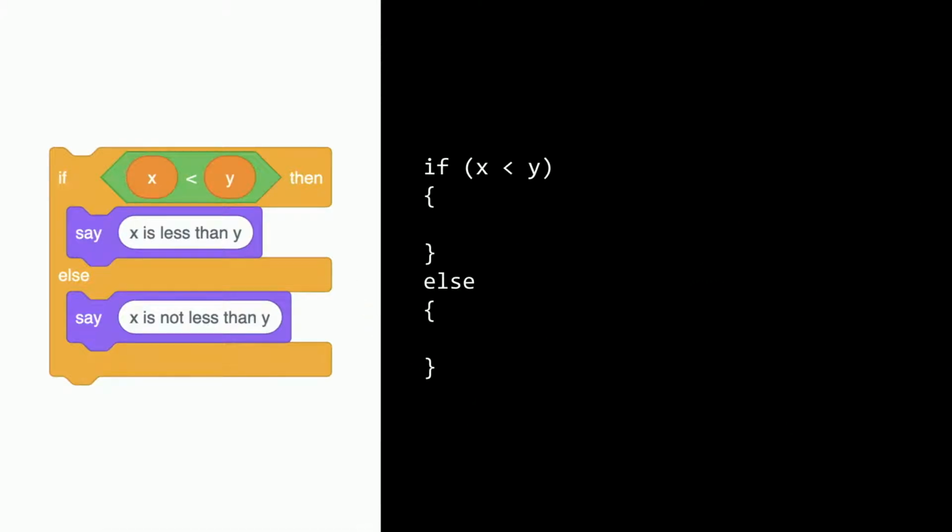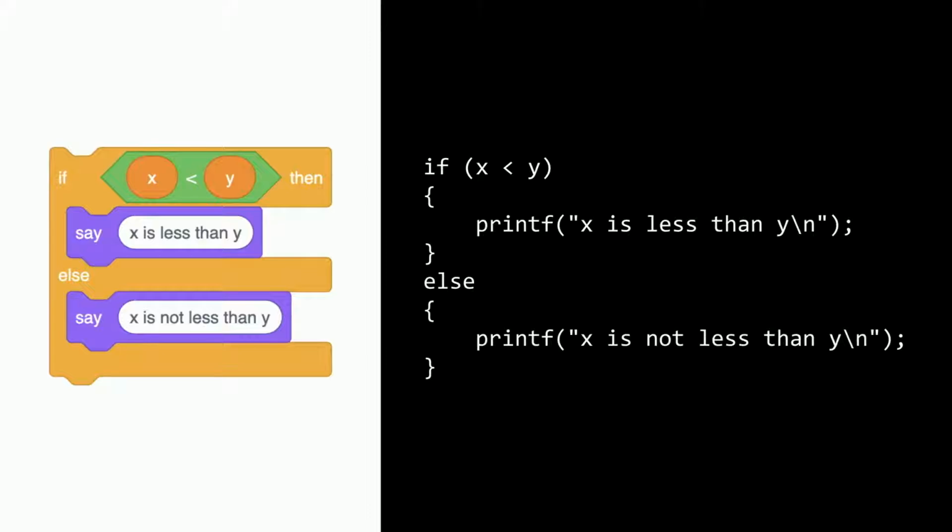In C, it's almost the same, but you're adding to the mix the keyword else. MIT borrowed for Scratch the same keyword there, and a second pair of curly braces, open and close respectively. And you might guess now what goes inside of those. Well, you print out x is less than y, or you print out x is not less than y.